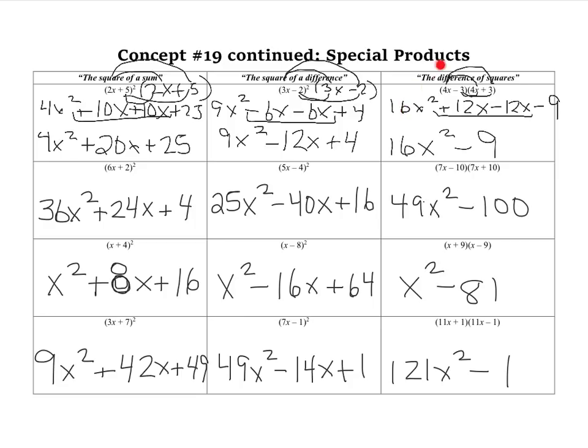So these are the only kind of problems where your middle term will cancel out. In these, you always have a middle term. So hence, again, you can't just bring the exponent in and square everything, because in the square of a sum and the square of a difference, there is a middle term.